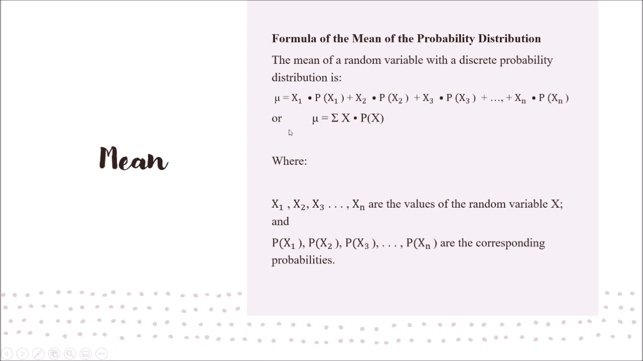Or we can say that your mean is equal to the summation of the product of your random variable x and their corresponding probability. Once again, your x sub 1, x sub 2, x sub 3 up until x sub n are the values of the random variable x. And your p of x sub 1, p of x sub 2, p of x sub 3 up until the last probability are the corresponding probabilities of your distribution.